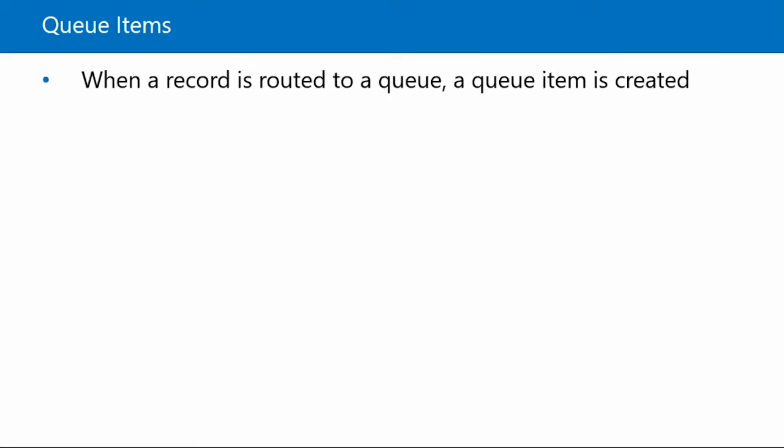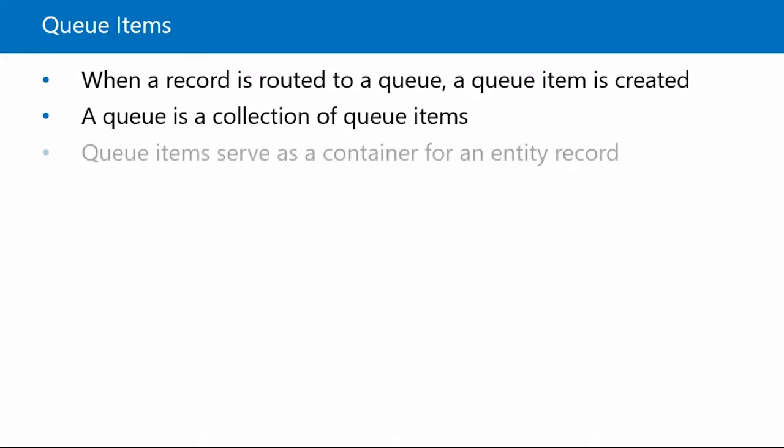So as we've discussed, when cases, activities, or other records are added to a queue, a queue item record is actually created. Now again, think of it this way. A queue is not just a collection of records, it's specifically a collection of queue items. A queue item serves as a container for an entity record, such as a task, email, or case that needs processing. So think of a queue item really as a go-between record between queues and the actual item.